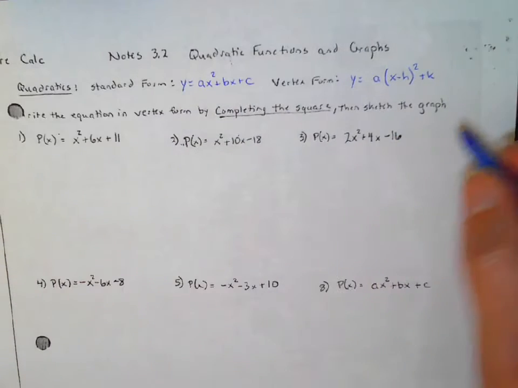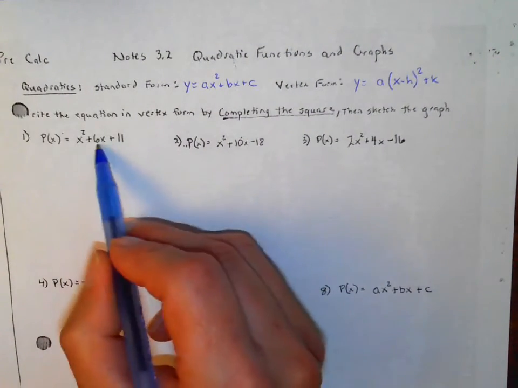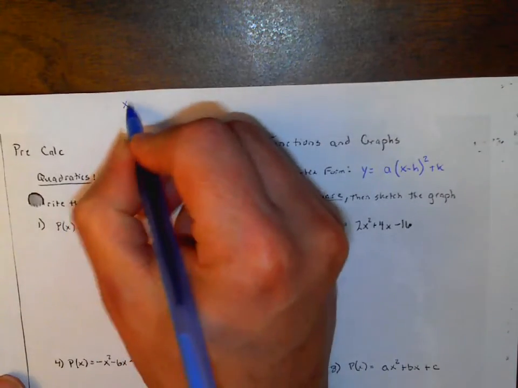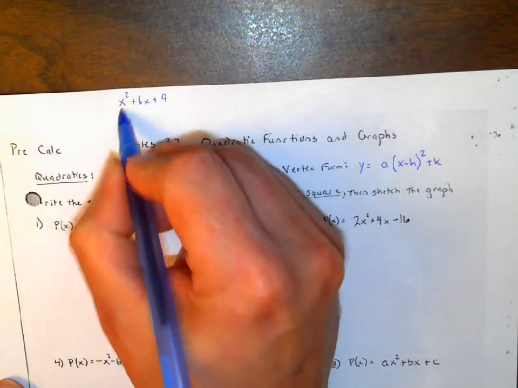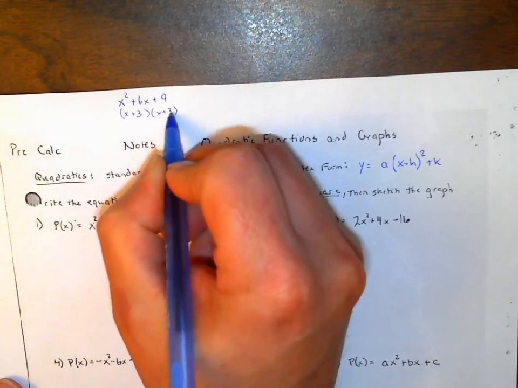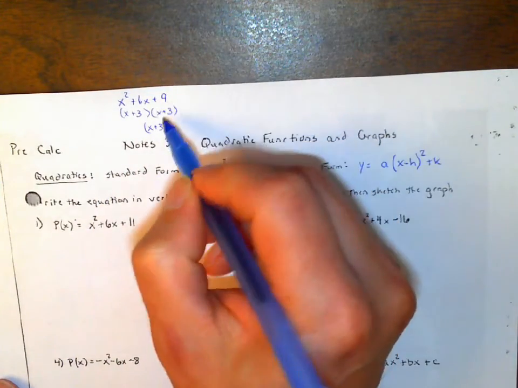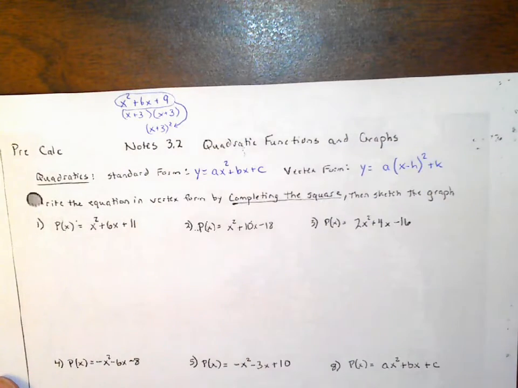Okay, so the first thing we want to do is take this and put it into vertex form. We're going to use something called completing the square. And if you remember factoring, if I had a perfect square trinomial, it would factor to be x plus 3 times x plus 3, which is the same as x plus 3 squared. So what we want to do is get it to look like this so that we can factor it down to be that.